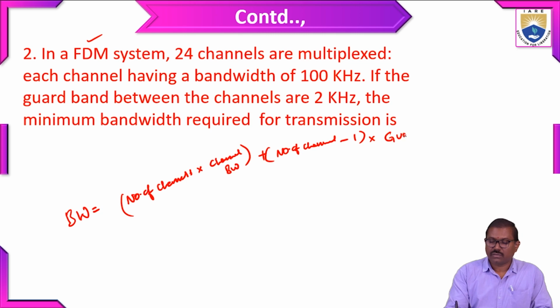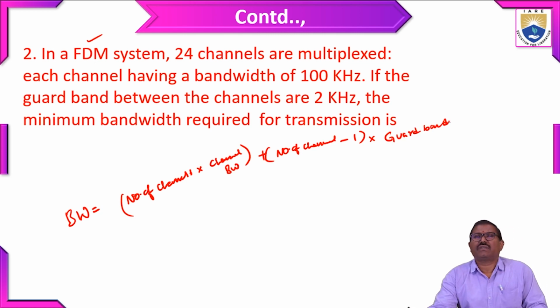Okay, into guard band. So this is the required formula for solving the problem. Here we know how many channels are multiplexed: 24 channels are multiplexed here. So the number of channels we know. Each channel has a bandwidth. So what is the channel bandwidth?